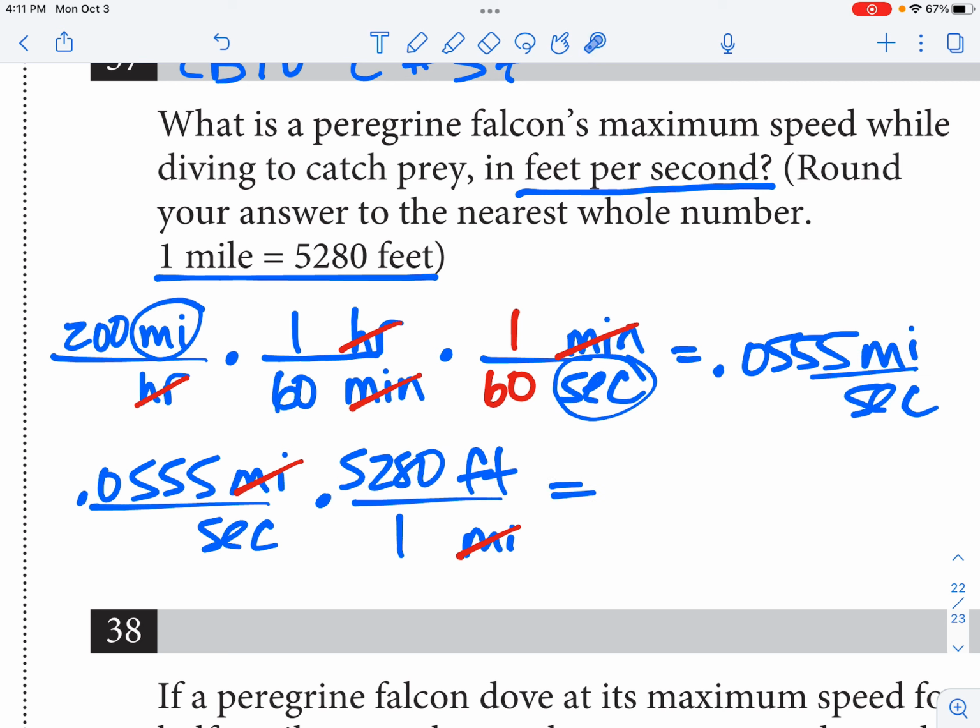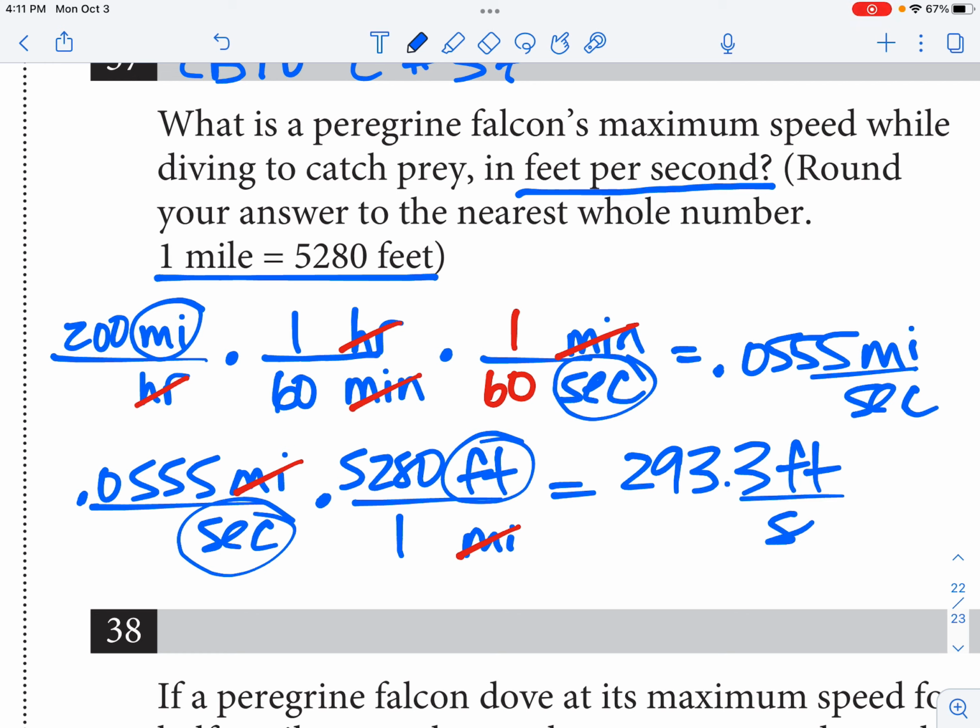And when I take 0.0555 times 5280, you do have a calculator for this question. I get 293.3. And what is the label on it? Feet in the numerator, second in the denominator. That means feet per second, and that is exactly what the question was asking me. Just be really careful because they want you to round to the nearest whole number. So this means 293 feet per second. So we're bubbling 293.